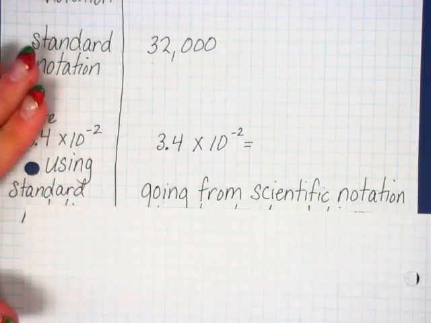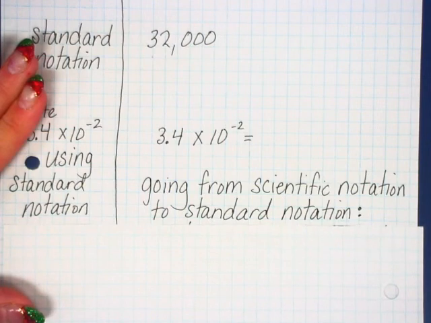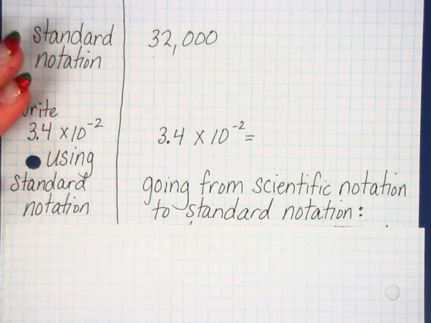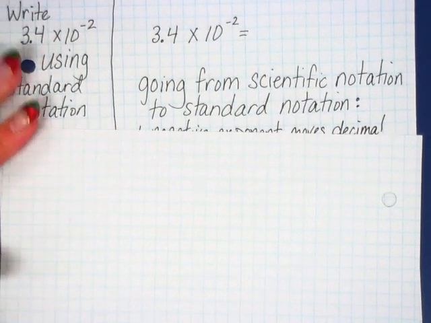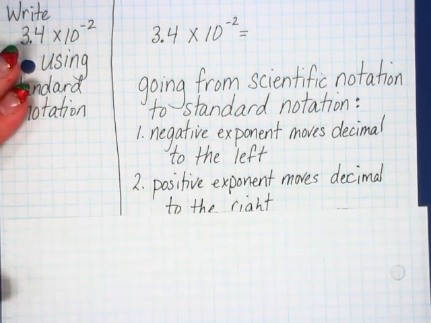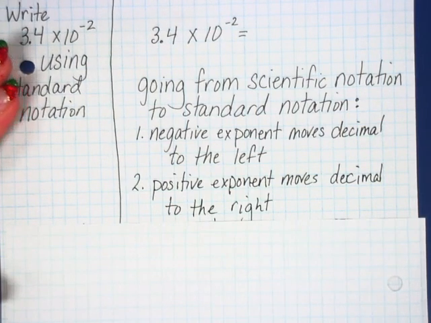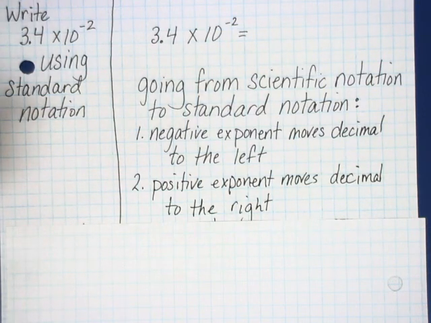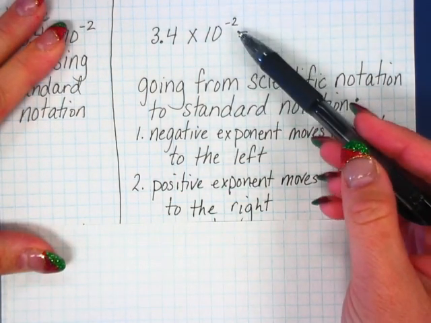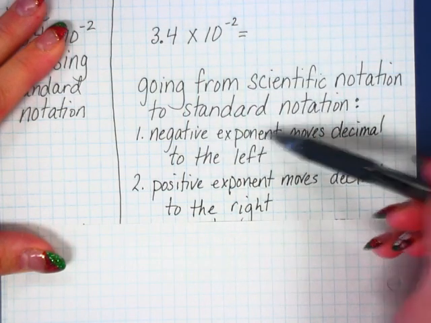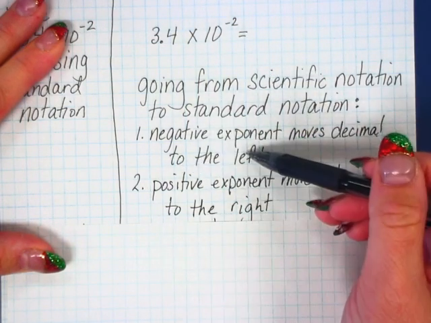So if we're going from scientific notation to standard notation, a couple of things we need to know when we're doing that. First thing is, if it's a negative exponent, we're going to move the decimal to the left. If it's a positive exponent, then we're going to move the decimal to the right. So in the case of this example right here, it's a negative exponent, so we move the decimal to the left.